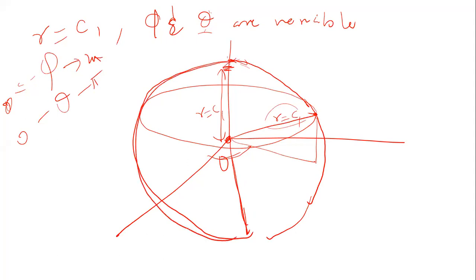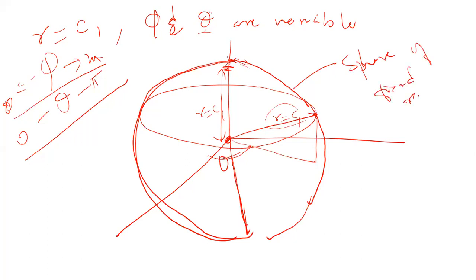So I hope you can see that. Once you fix the value of r and vary phi from 0 to 2 pi and theta from 0 to pi, you will get a sphere of fixed radius, a sphere of radius r equal to c1.